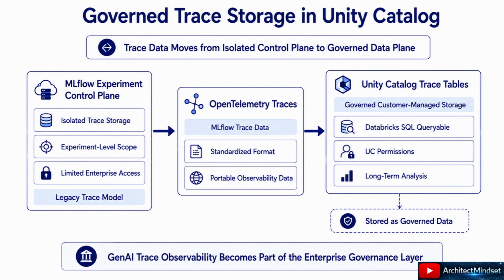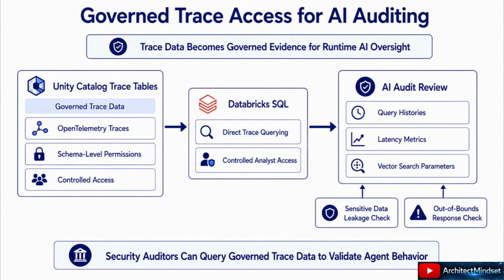Databricks now supports storing MLflow trace data in Unity Catalog using OpenTelemetry format, which is currently in public preview. This is important because trace data no longer has to live only inside an isolated experiment control plane. It can live as governed data in customer-managed storage, queryable through Databricks SQL, and controlled through Unity Catalog permissions. Access to these evaluation traces is governed strictly through schema-level permissions. This means security auditors can check query histories, latency data, and vector search parameters directly from Databricks SQL to verify that your AI agents are not leaking sensitive corporate data or hallucinating out of bounds.